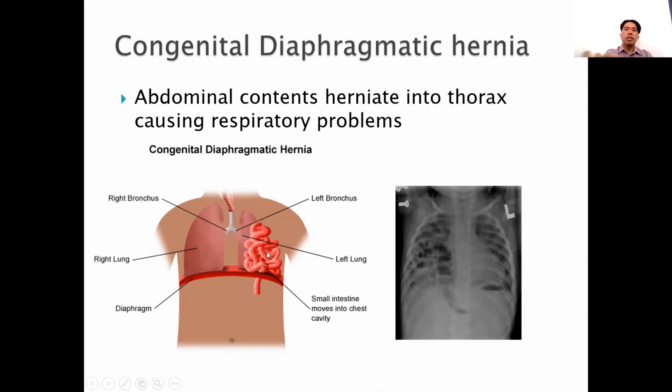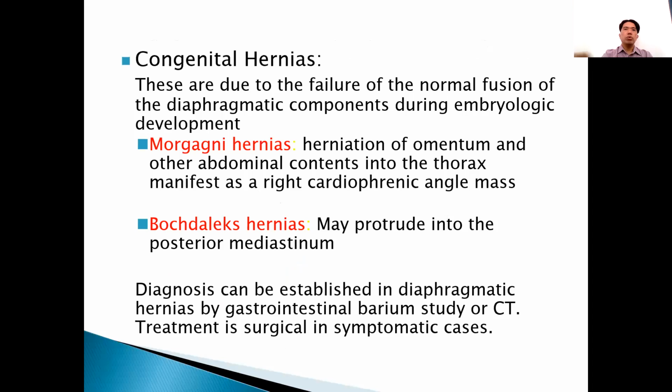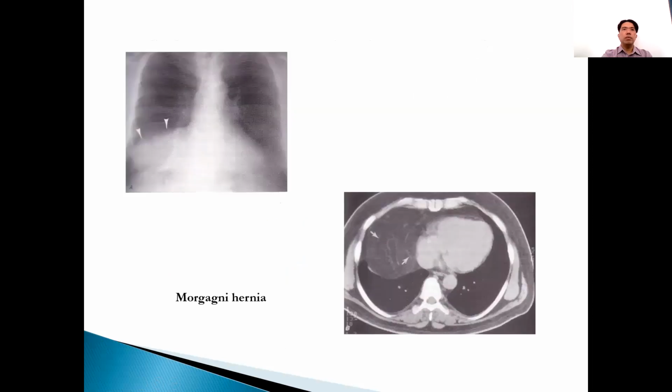So what happens? The abdominal contents are technically sucked into the chest cavity. Most common is the Bochdalek hernia because this is a posterolateral protrusion, a posterolateral defect in the diaphragm. Morgagni hernia is more on the anterior, and the diagnosis is by GI study or just a CT scan.